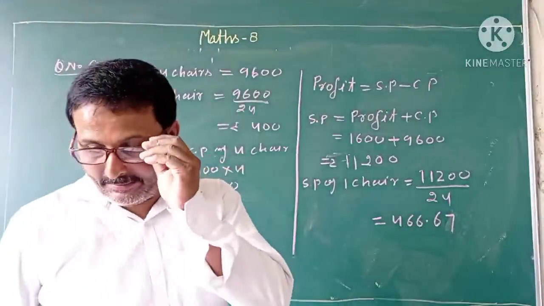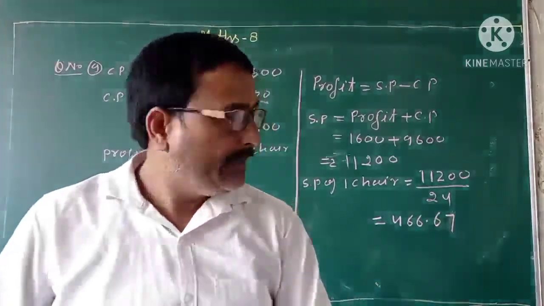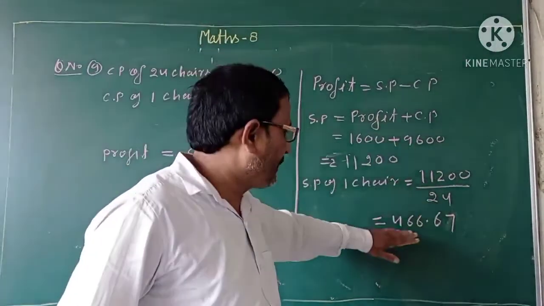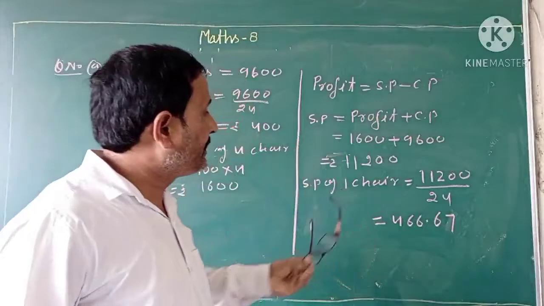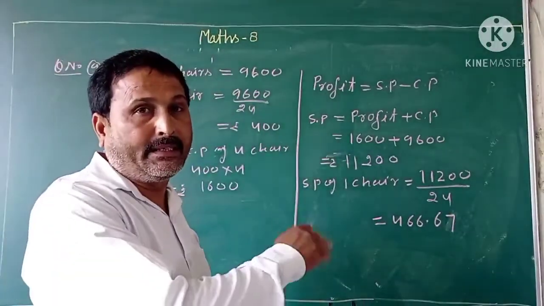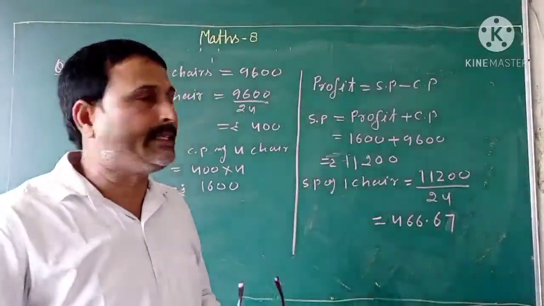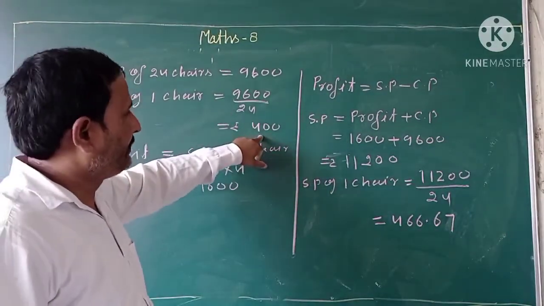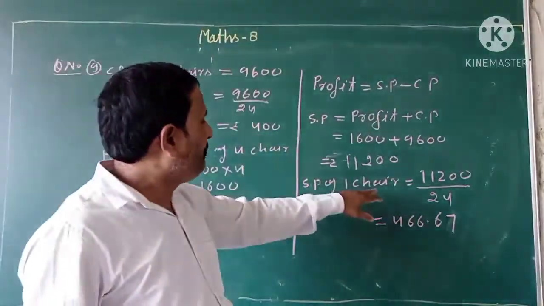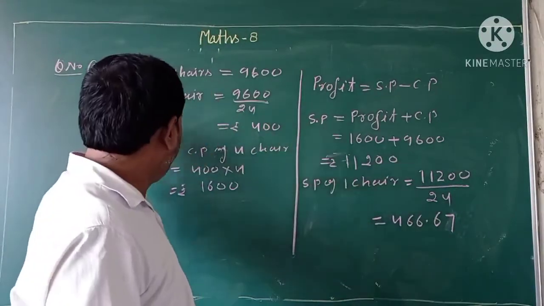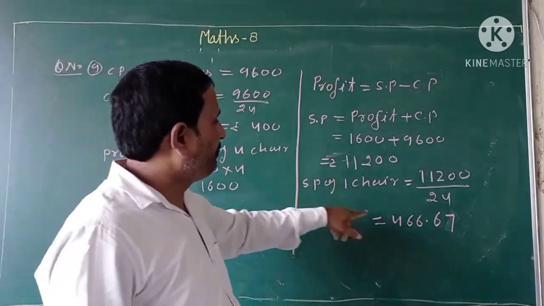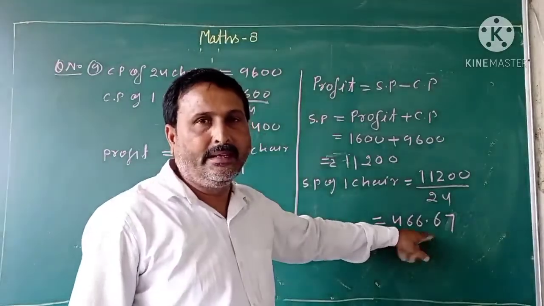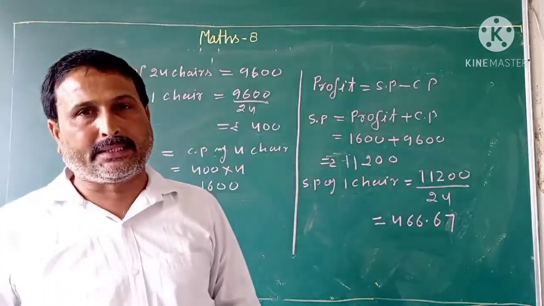Now one more thing. You simplify this one, okay? In your answer sheet, the answer is given 15 lakh or 15,000. How is it possible? If CP of one chair is 400, then SP of one chair, when there is profit, will be 466. In the answer sheet, the answer is given wrong.